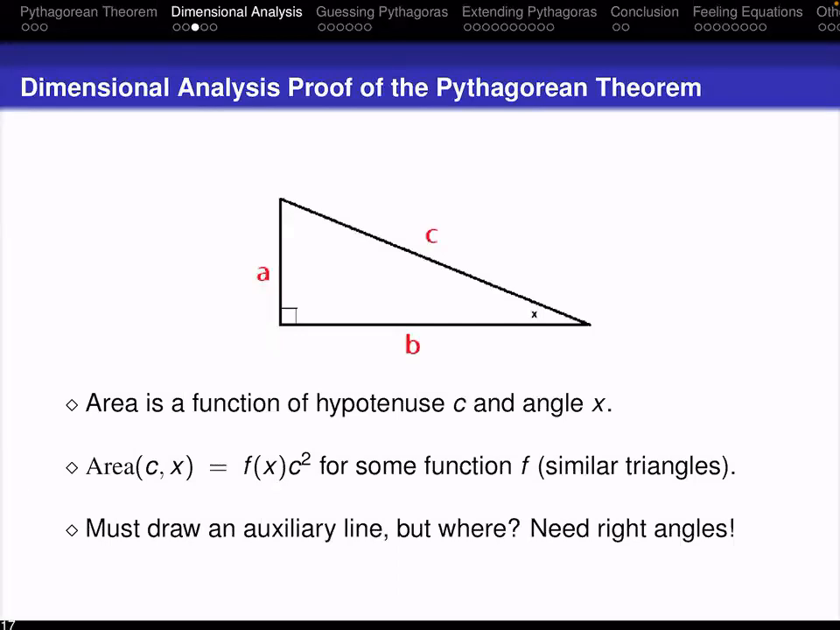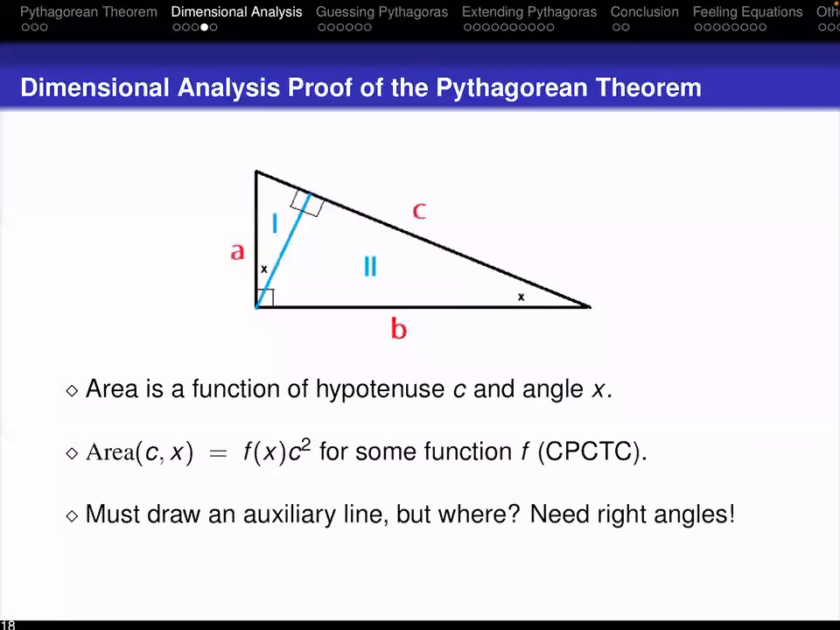So any thoughts about where I could draw a line and get some more right angles? Is it possible? I don't know if this would actually work, but maybe if you drew a line from the hypotenuse C to the intersection of A and B. Yes. Cool. So that works, and it's called the altitude. And I generate two new right triangles from this.